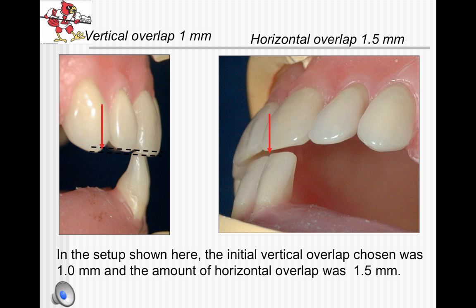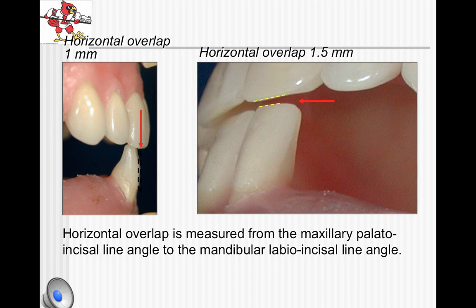In the setup shown here, the initial vertical overlap chosen was 1 millimeter, and the amount of horizontal overlap was 1.5 millimeters. Whether this is correct depends upon when you place this lower in protrusion. It must have kissing contact with the upper incisors. The horizontal overlap is measured from the maxillary palato-incisal line angle to the mandibular labio-incisal line angle.